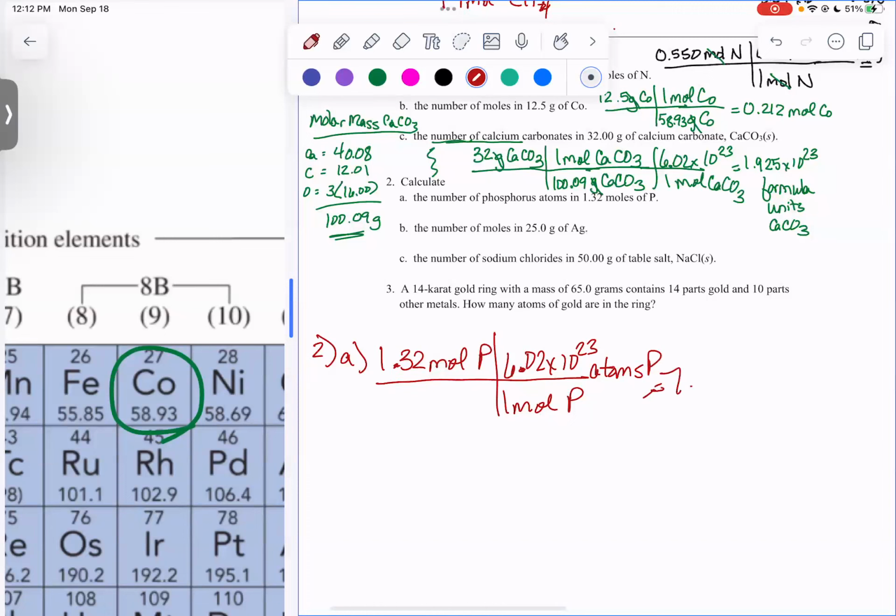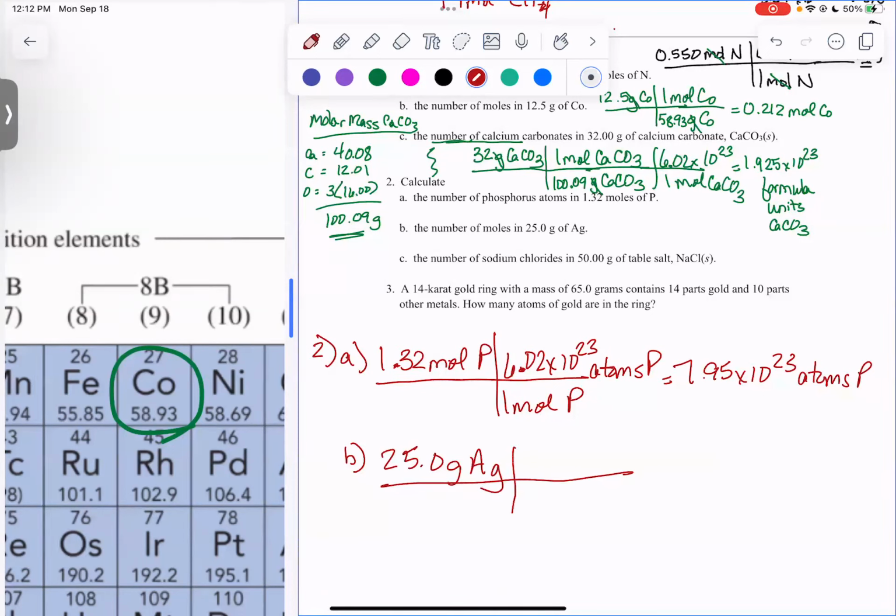And that gives me 7.95 times 10 to the 23rd atoms of phosphorus. If we do B, the number of moles in 25 grams of silver.